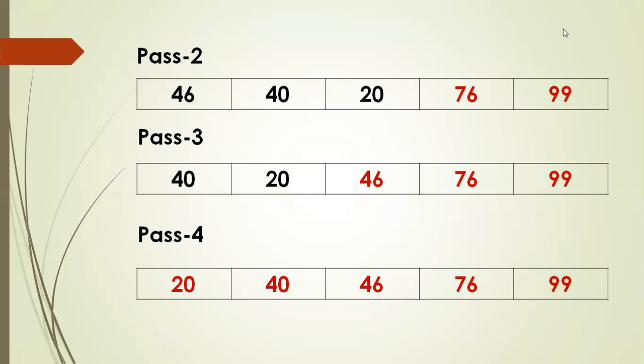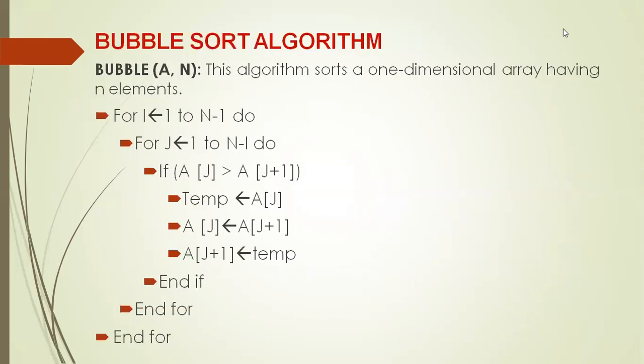Altogether, how many elements are there? 5 elements are there. In that case, the number of passes will be how much? Only 4 passes are there. So the outer loop, the i loop, indicates the number of passes, 1 to n minus 1. If there are 10 numbers given to me, then you should have 9 passes.